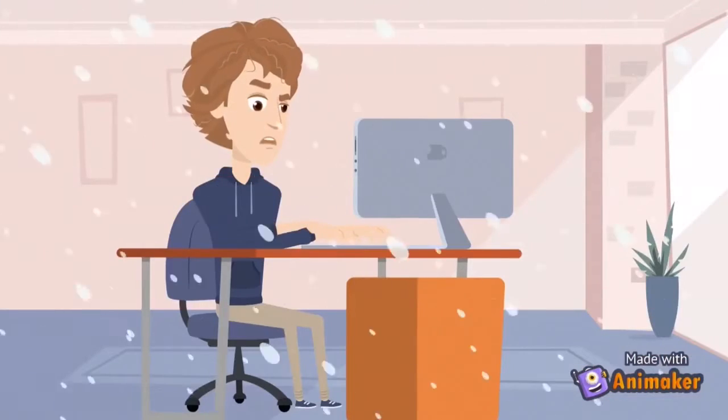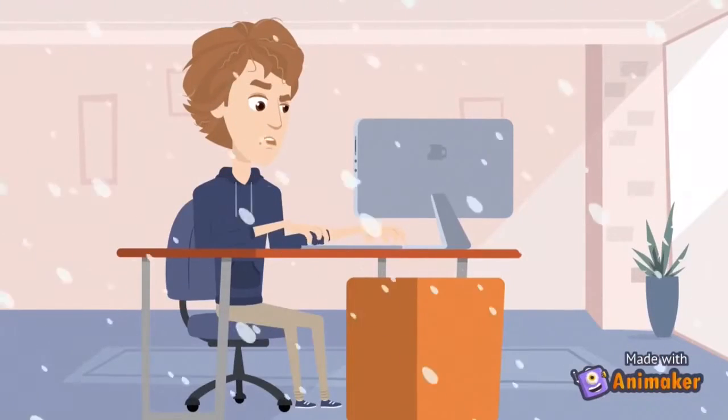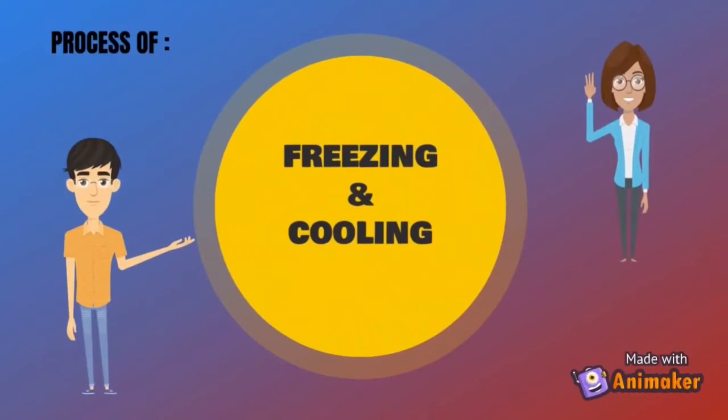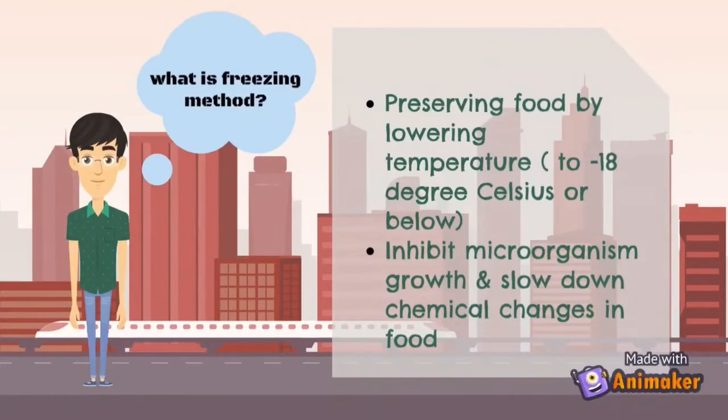In this video, I'm going to share about one of the processing methods in preserving foods. Okay, firstly, what is the freezing method? It is a method of preserving food by lowering the temperature to inhibit microorganism growth and to slow down the chemical changes in food. Generally, they lower the temperature to negative 18 degrees Celsius or below to extend the food shelf life.